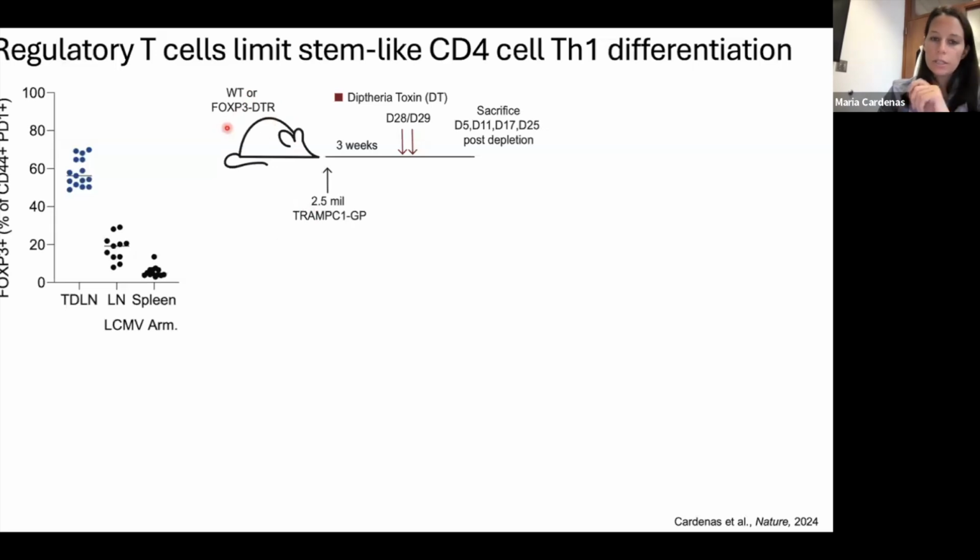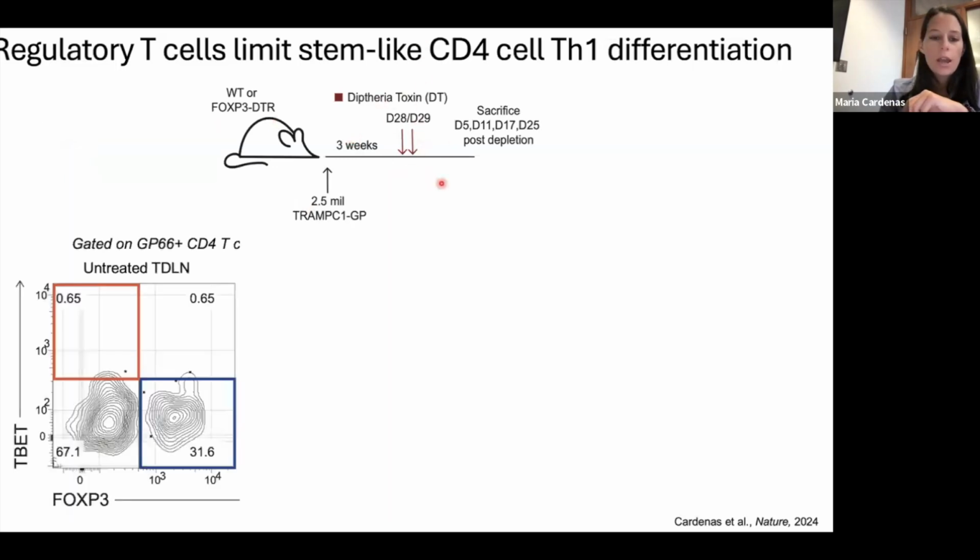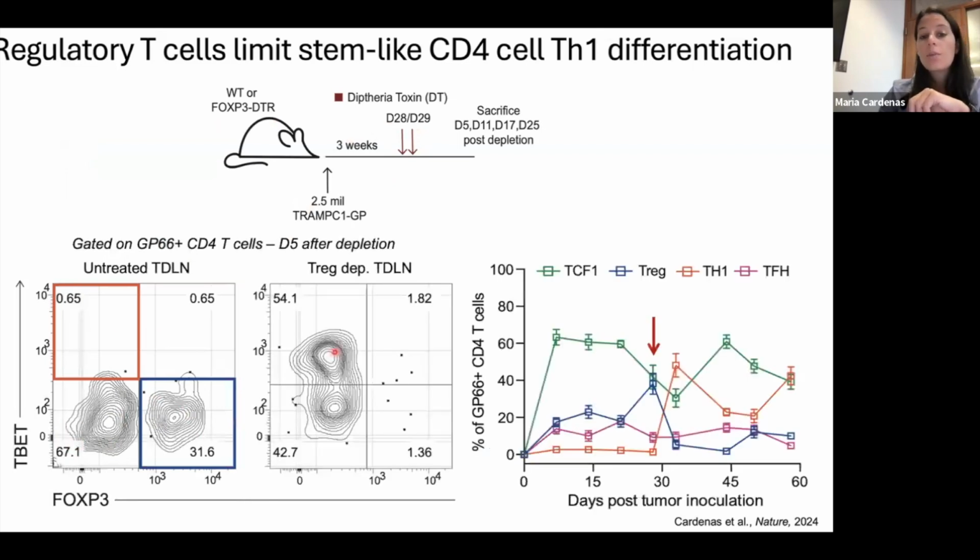So with these mice, you can selectively deplete Tregs using diphtheria toxin. So how we did this is we inoculated either wild type or DTR mice with our prostate cancer cell line. We waited for 3 weeks for these tumors to be established, and then we treated with DT to selectively deplete Tregs. And what we find is that in untreated, just as I've shown you, GP66 CD4s are either Tregs or TCF1 within the draining lymph node, no Th1s. That changes dramatically 5 days after depletion of Tregs.